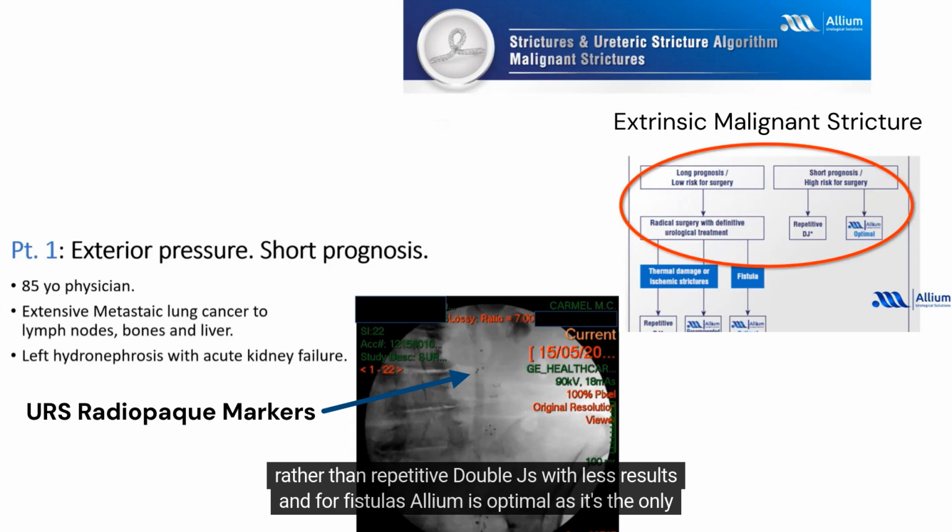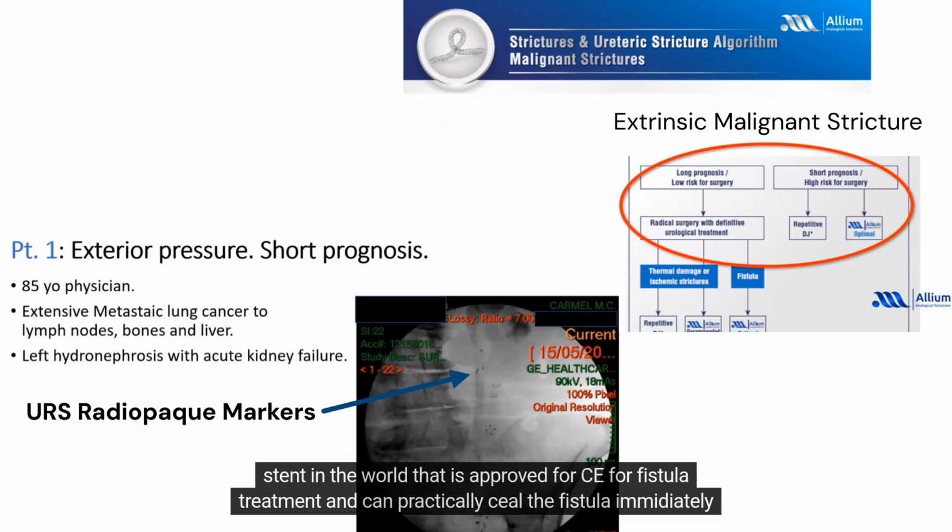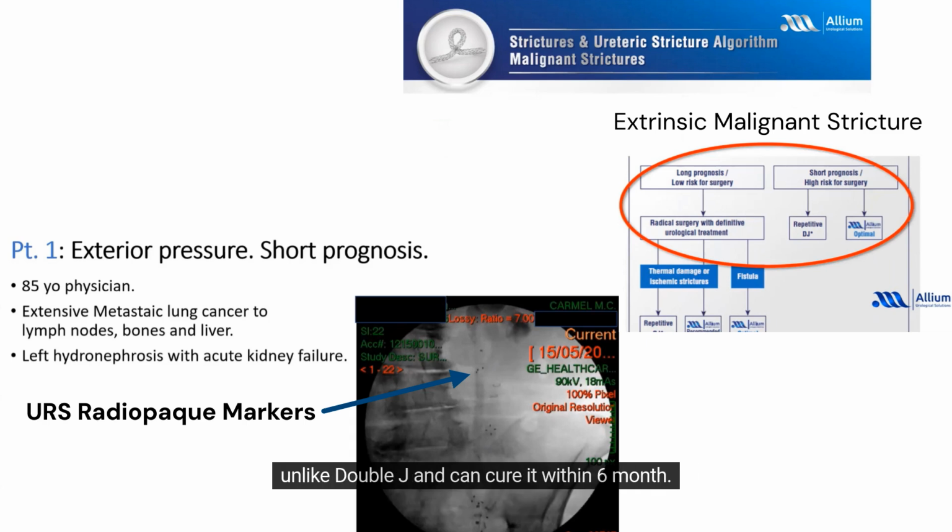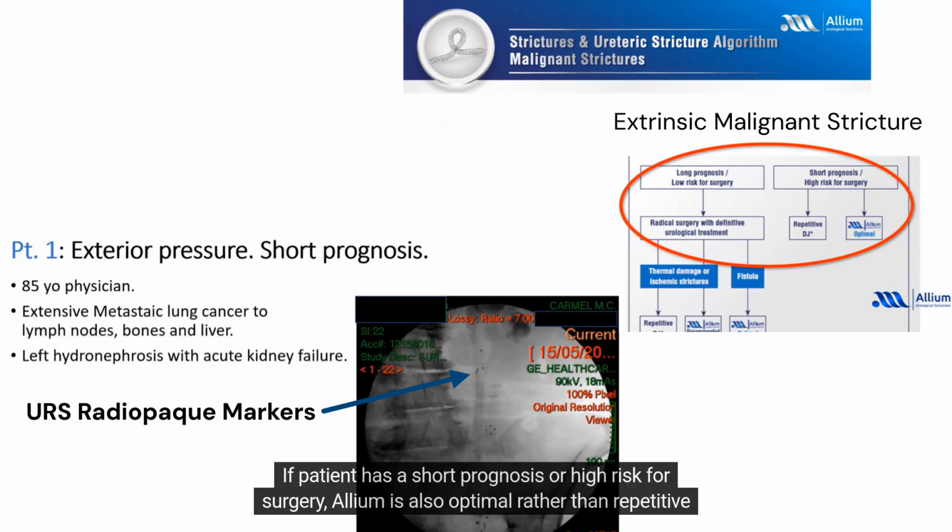And for fistulas, Allium is optimal, as it's the only stent in the world that is approved for CE for fistula treatment and can practically seal the fistula immediately, unlike double J, and can cure it within 6 months. If patient has a short prognosis or high risk for surgery, Allium is also optimal, rather than repetitive double J.